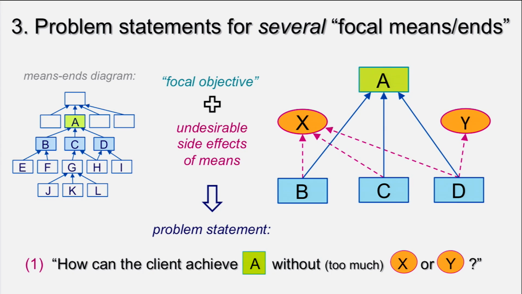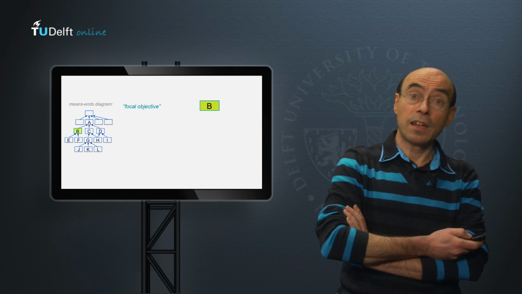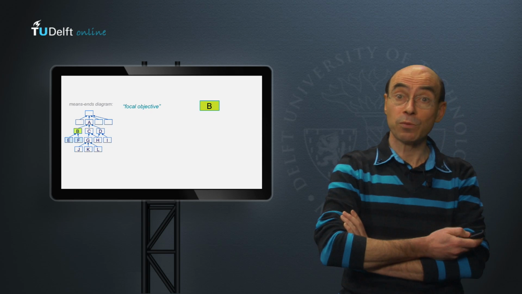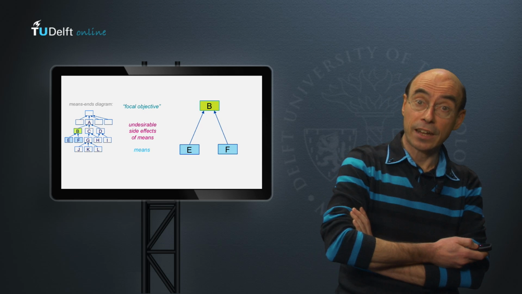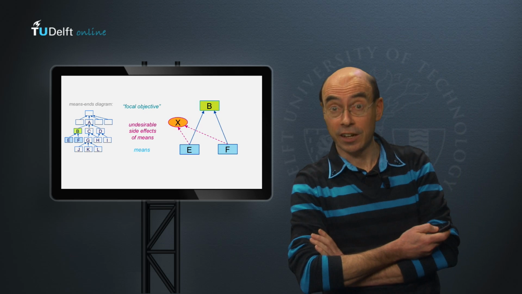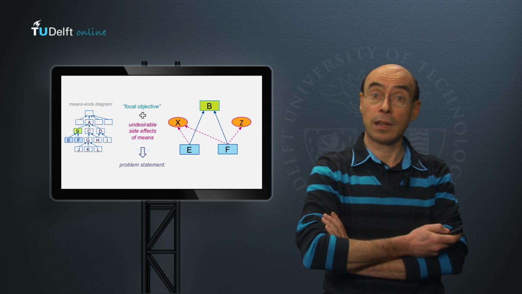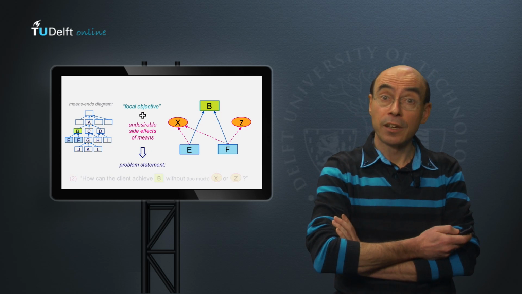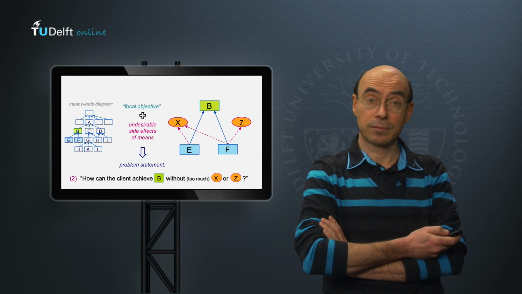You can do this for each box in your diagram, provided that it has boxes connected with it to its bottom. So, if instead of A we focus on B, we see that our client has 2 means to achieve B. Both again have side effect X, and one also has side effect Z. This would then give as problem statement, how can our client achieve B without too much X or Z?